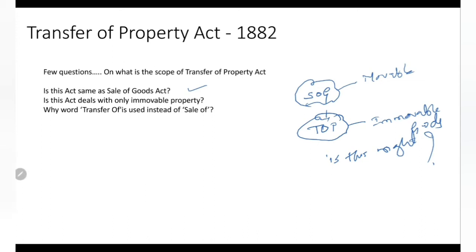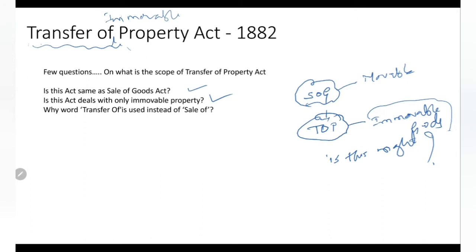The second question that came to my mind is, if it deals with only immovable property, then why does the title of the Act say only Transfer of Property, not immovable property? They could have added this, right? If it is dealing with only immovable property, then they could have called it the Transfer of Immovable Property Act 1882. But why is it not done? We will see that.